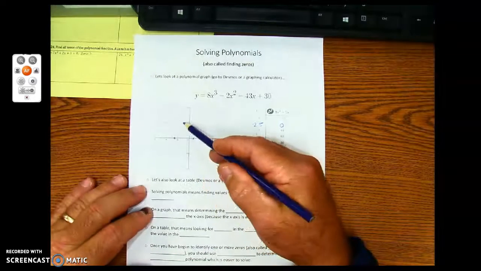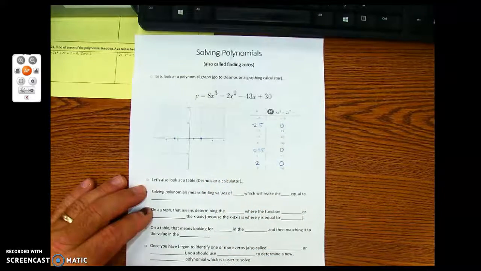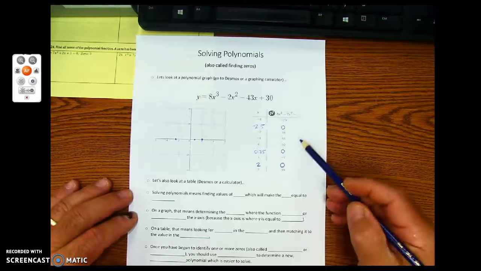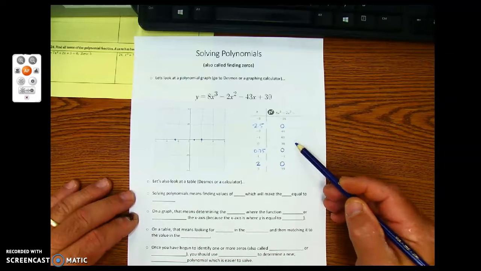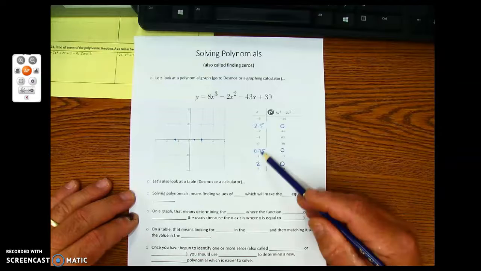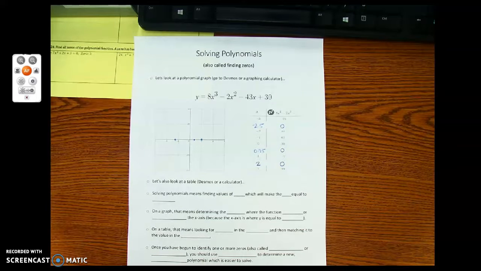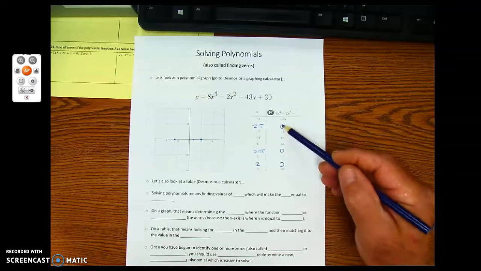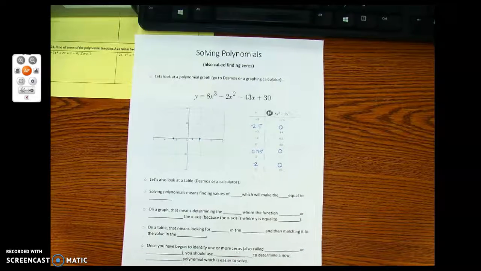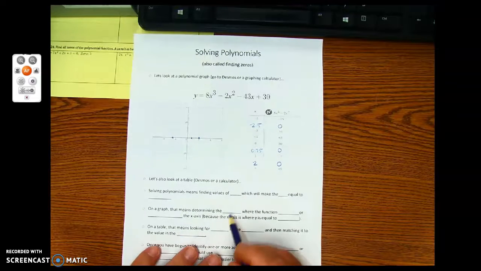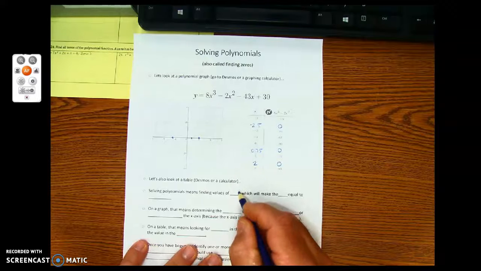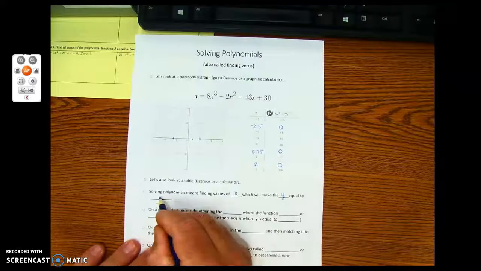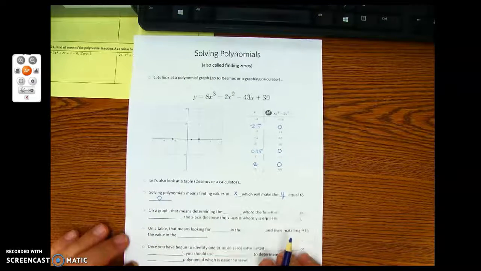Now, go ahead and finish sketching that graph from the Desmos. You could also use a graphing calculator. Your TI-36X Pro will give you some of these zeros, and we'll look at how to do that in class a little bit. Just go to Table, type in the function, and look for 0 in the y column. Solving polynomials means finding values of x which will make the y value equal to 0.